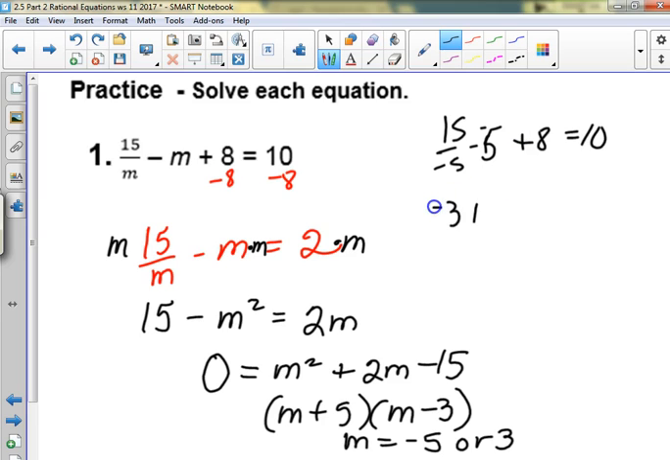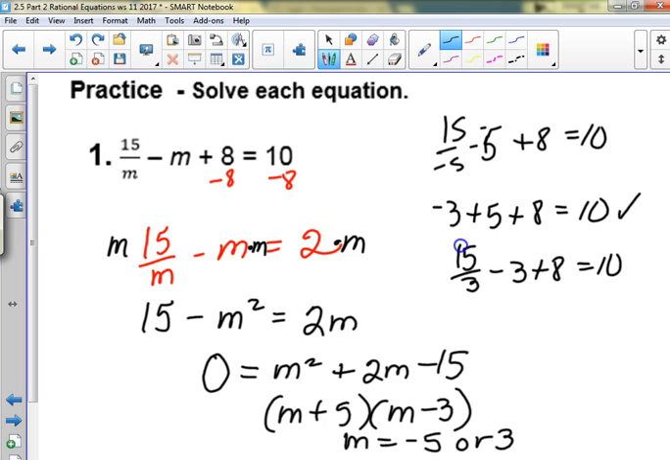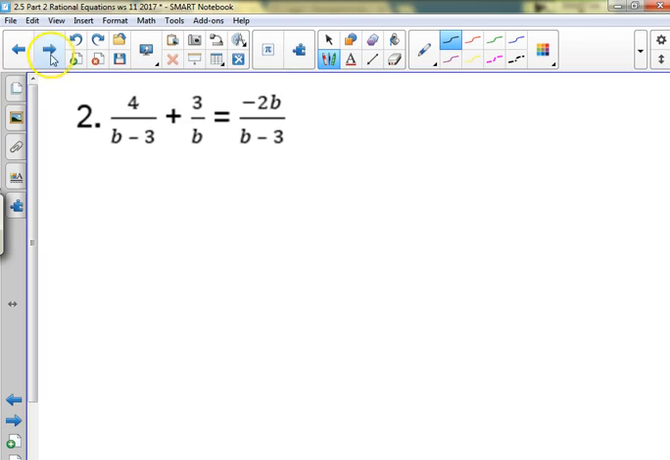That would be negative 3 plus 5 plus 8 equals 10. Does that check, guys? And if I put a 3 in, I'd have 15 over 3 minus 3 plus 8 equals 10. That would be 5 minus 3 is 2 plus 8 is 10. Okay. That one wasn't too bad to check, so I don't mind doing it. Some of them are just horrible.